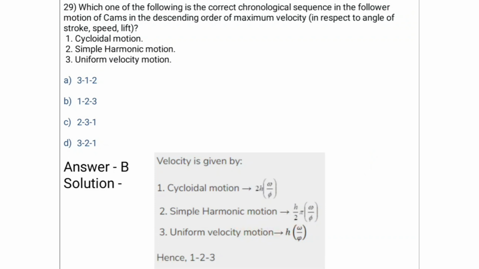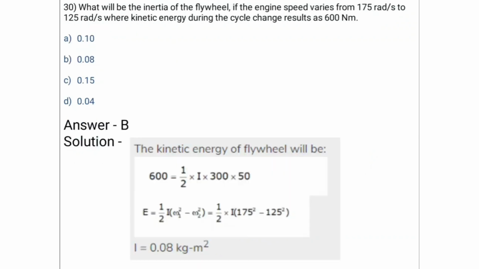Okay, now the next question, question number 30, is from flywheel again. What will be the inertia of the flywheel if the engine speed varies from 175 radians per second to 125 radians per second, where the kinetic energy change during the cycle is 600 newton meter? So we know the required expression for change in kinetic energy: delta E is equal to half into I into omega 1 square minus omega 2 square.